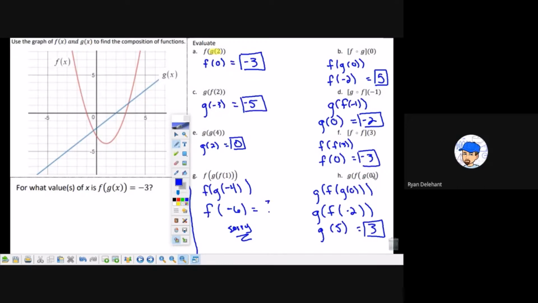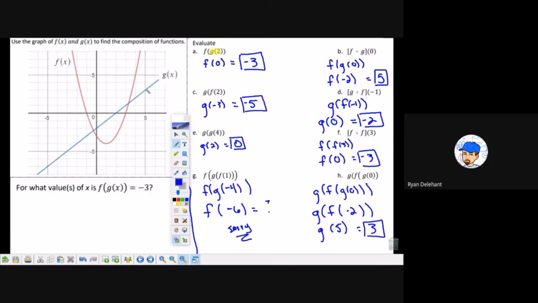But let's look at H. So we started with g of 0. So g at 0 was -2. Because g is the blue graph, so we're down here at -2. And then f at -2. So we go out to -2 and we go up to f and we find out it's 5. So g at 5, come over here to 5 and go up, and we got 3. And you could continue to do this process more and more times as big as your graphs are, okay?